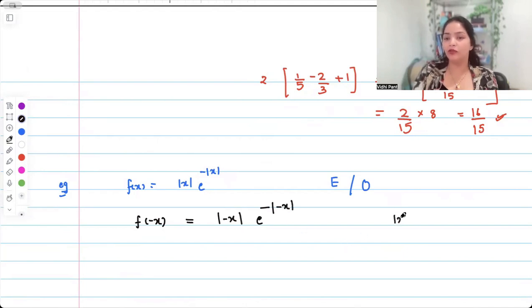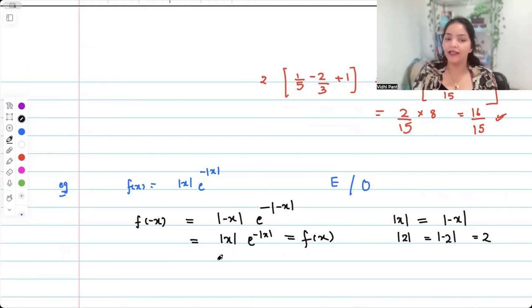Well, all we have to use here is that modulus of x is equal to modulus of minus x. That's because this will give you just the absolute value, right? Which is the positive value of x. So if you take modulus of 2, it is the same as modulus of minus 2, and we take it as 2, right? So modulus, it's the same. So therefore, this will be equal to mod x e to the power minus mod x, which is basically your f of x. Therefore, it is an even function.